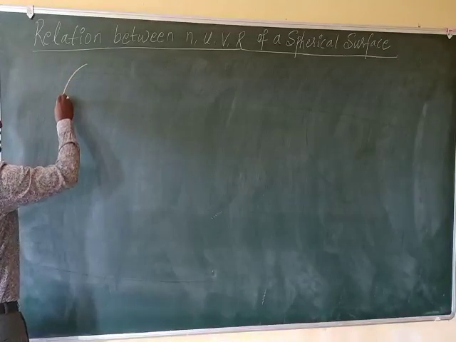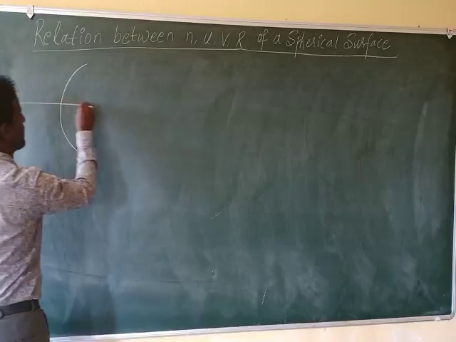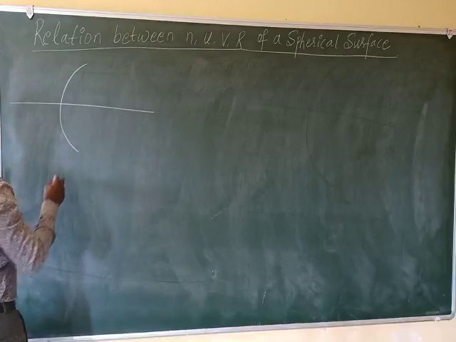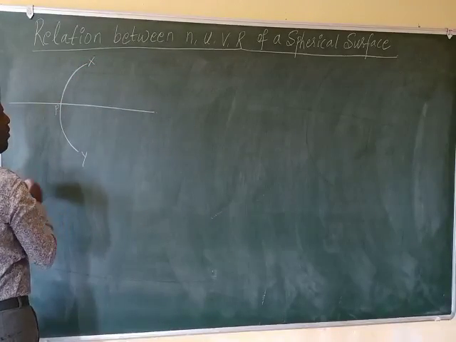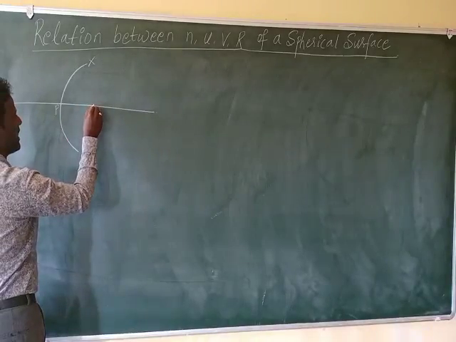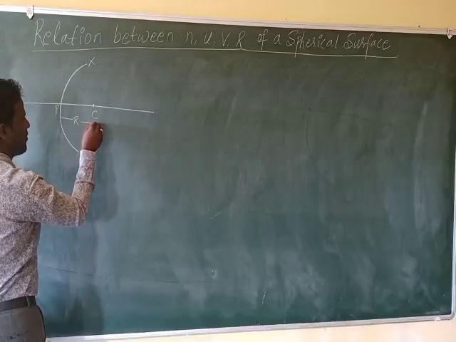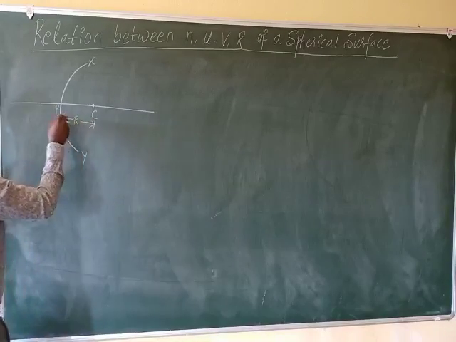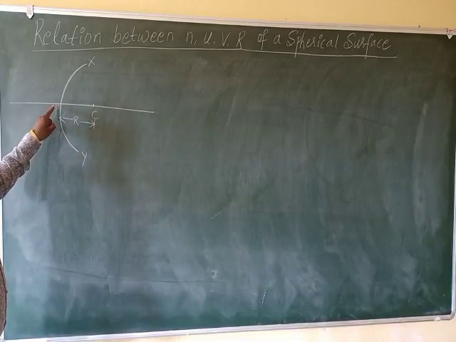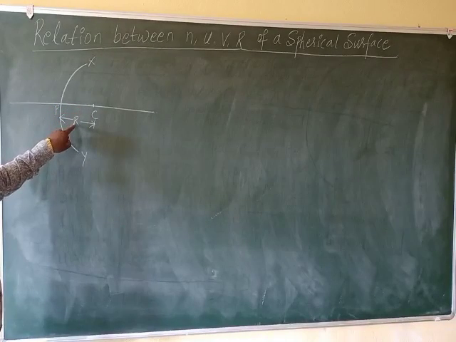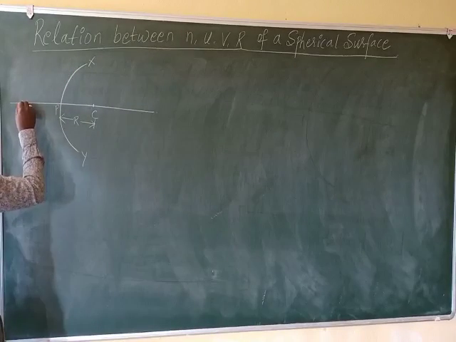Consider a convex spherical surface. XY is the aperture, P is the pole, and C is the center of curvature. Here R is the radius of curvature. P stands for pole, C stands for center of curvature. The distance between pole and center of curvature is the radius of curvature R. XY is the aperture. O is the object.